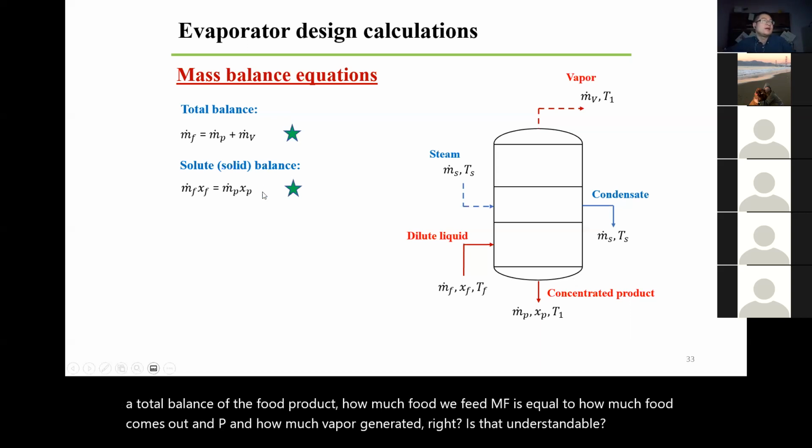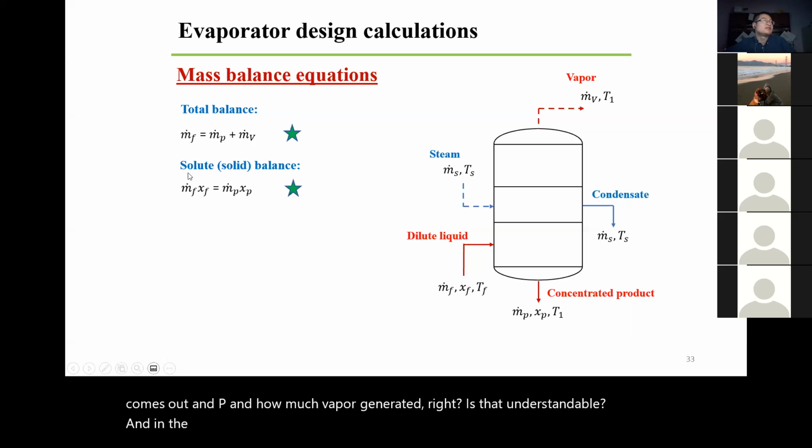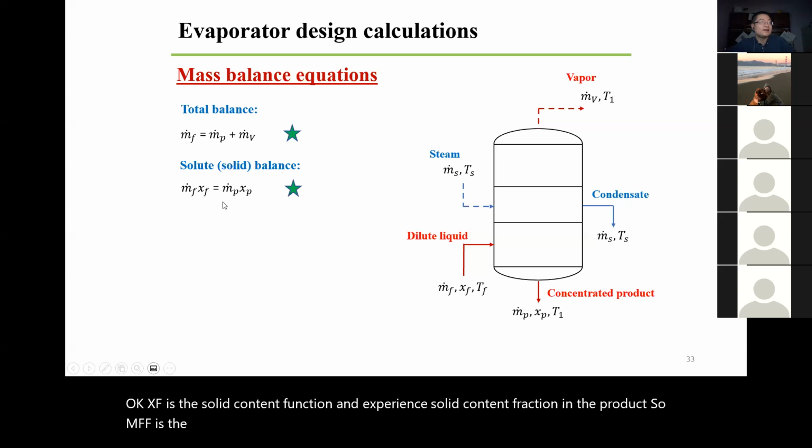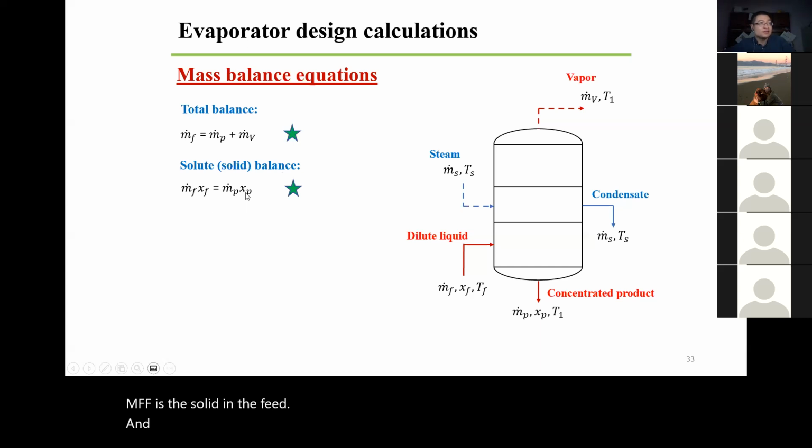And in the meanwhile, we'll have a solid balance, right? So basically it's how much solid we put in. XF is the solid content fraction in the feed and XP is the solid content fraction in the product. So MF times XF is the solid in the feed, and MP times XP is the solid in the product. So they should be the same, right? Because no solid will go to the vapor.